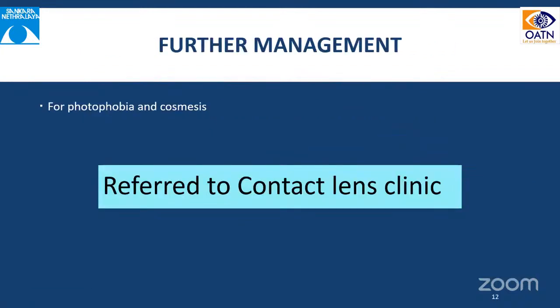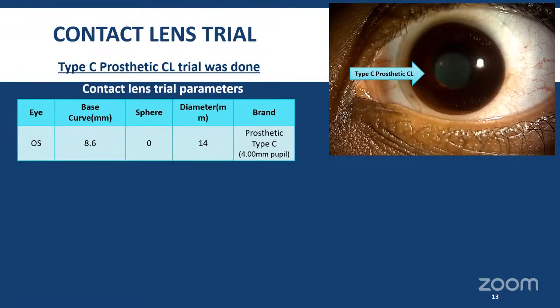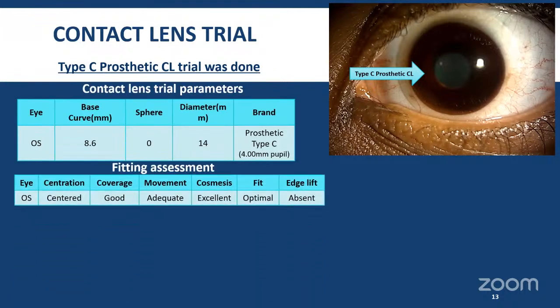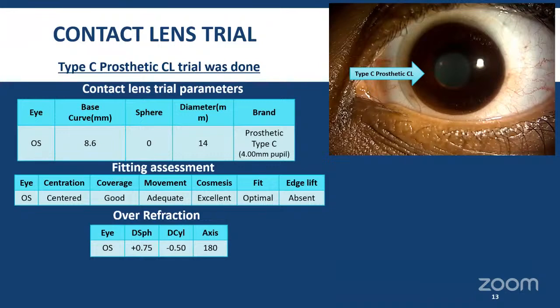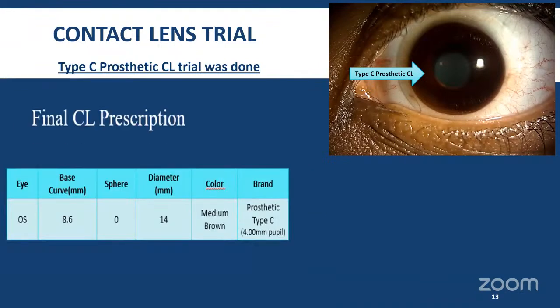For further management, as the patient's concerns were photophobia, difficulty in opening eyes outdoors, as well as cosmesis, he was referred to the contact lens department. A prosthetic Type C contact lens was tried with a clear pupil and tinted iris. These are the trial lens parameters, and the fitting was optimal. These are the over refraction values, and this is the final prescription, in which a small modification was made in the pupil size, and a 4 mm pupil was given.